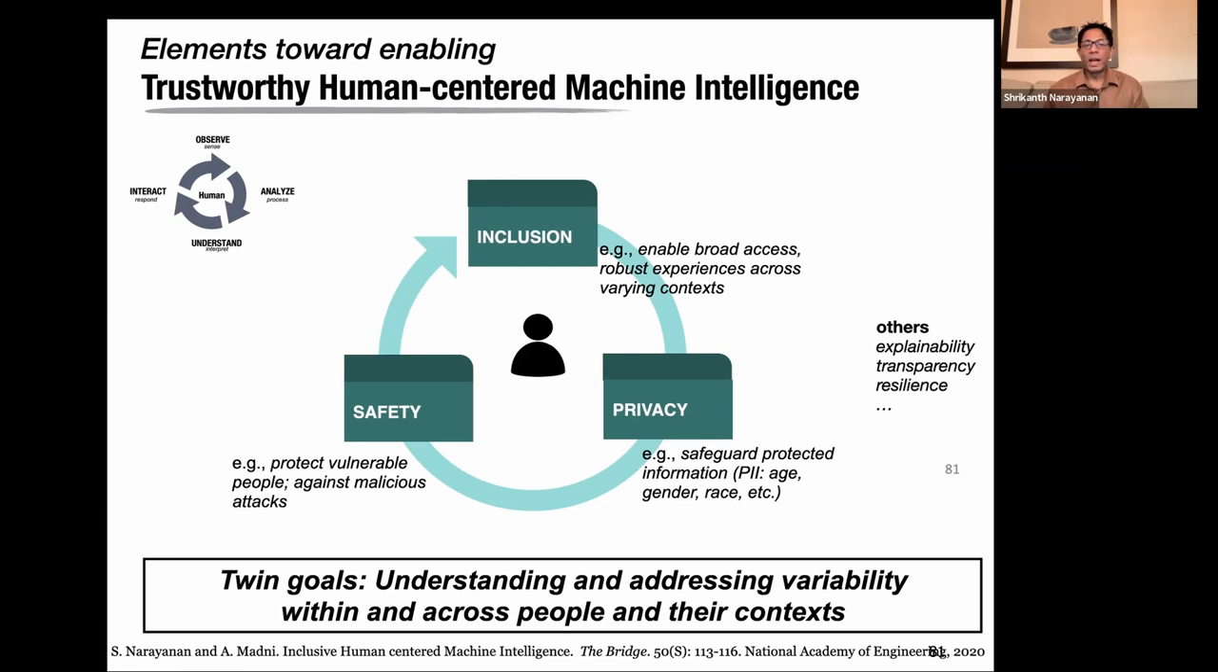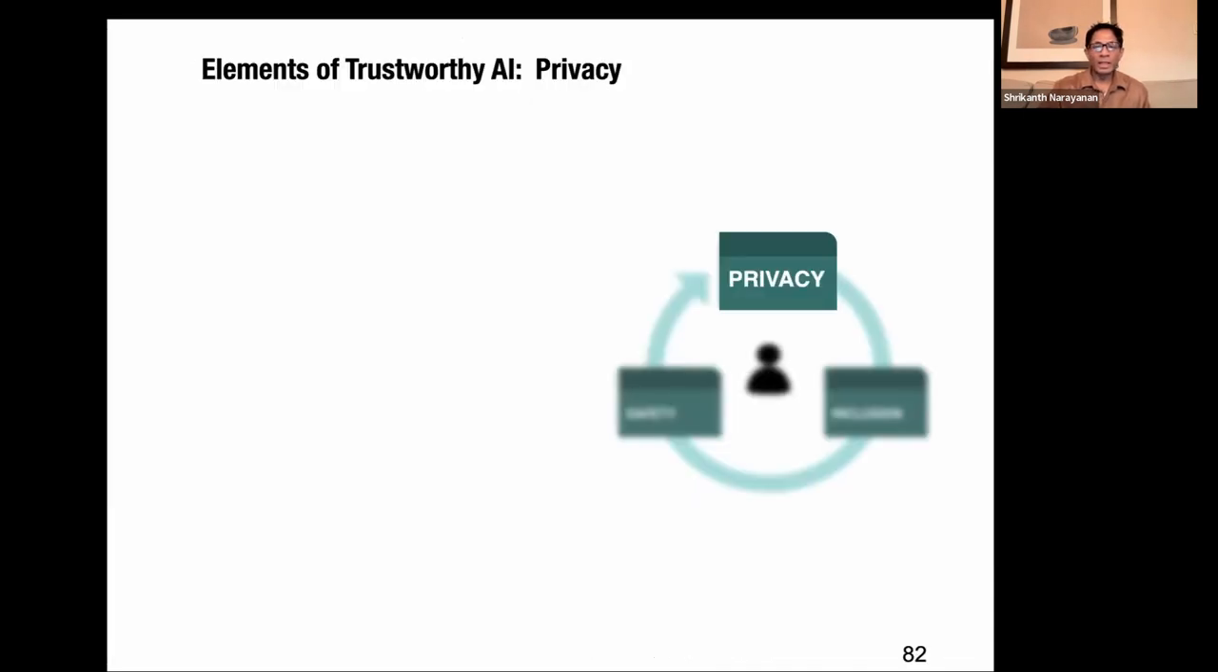It means whether what we are building is explainable, transparent, robust, but also things that are very human, like, is it inclusive? Does it provide robust experiences for everyone across all contexts? Does it respect privacy and safeguard protected information when needed? Is it safe, protected from vulnerable and malicious attacks? This is a very exciting area of work that's happening in these domains.